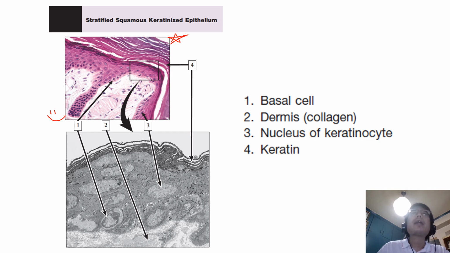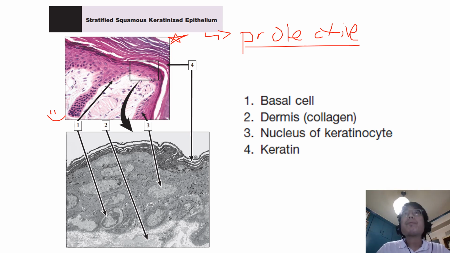Stratified squamous keratinized epithelium is tough and resilient, and it's mainly protective against abrasion and dehydration. It also prevents invasion of pathogens, bacteria, and other infectious agents. In the epidermis of the skin, the surface layer contains dead cells devoid of nuclei. Their cytoplasm is transformed into plates of the protein keratin, which strengthens and waterproofs the tissue.